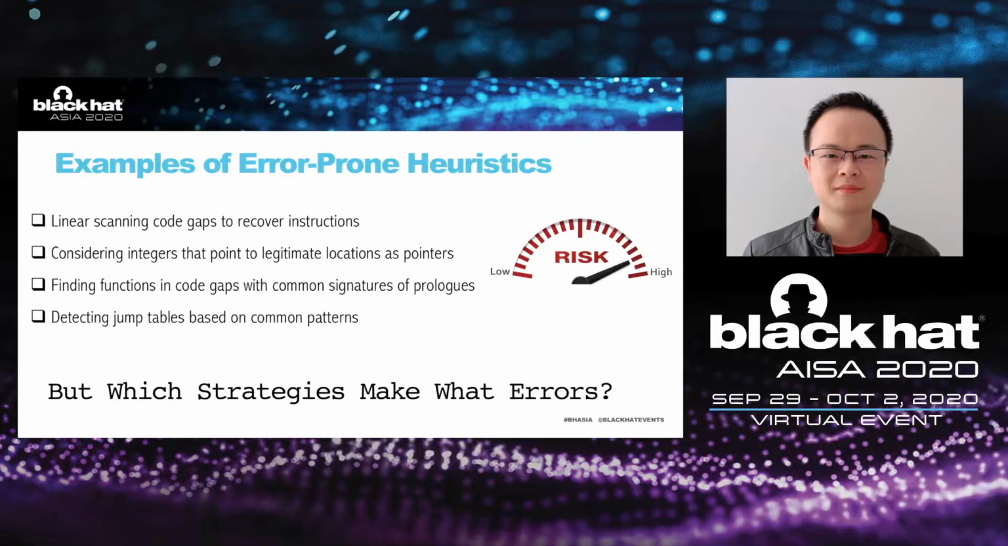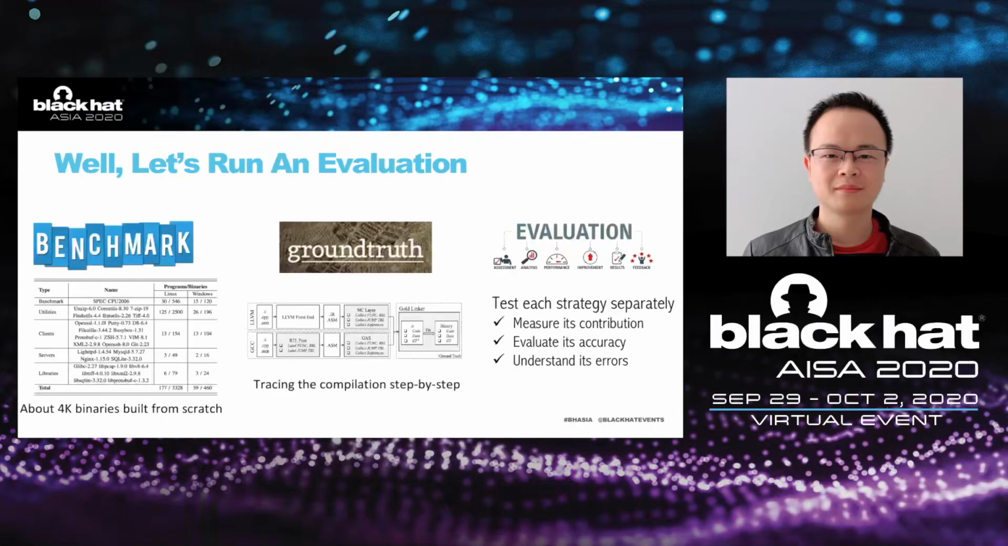Now we know what the strategies are that will introduce errors, but we still don't know which strategies make which errors. To figure out which strategies make which errors, we decided to run an evaluation. We hoped to follow the setup of previous evaluation-based studies. In particular, we wanted to reuse the benchmark and their approach of producing the ground truth. However, we eventually decided not to do so.